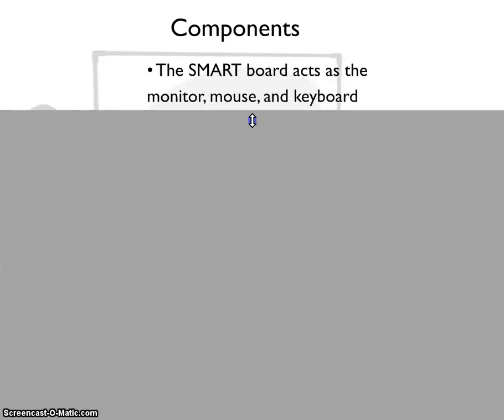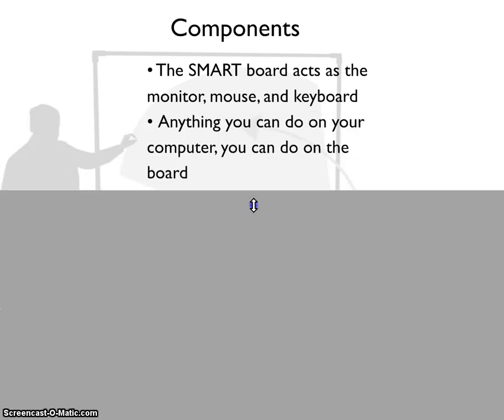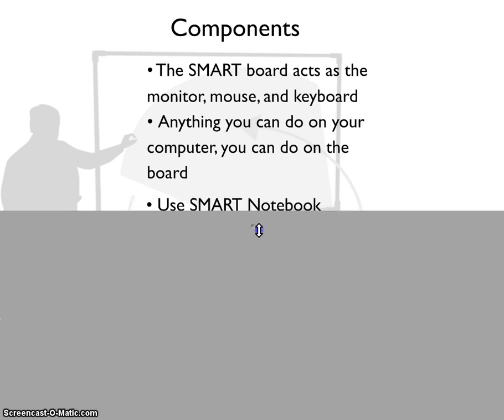The Smartboard acts as the monitor, mouse, and keyboard. Essentially, anything you can do on the computer, you can do on the board. It's like a giant touch screen. At its most basic level, it's like a really fancy whiteboard. We don't want you to use it only at that most basic level, but that is essentially what it does.